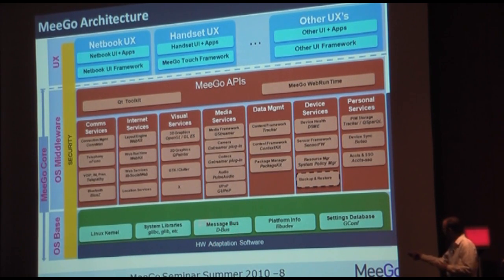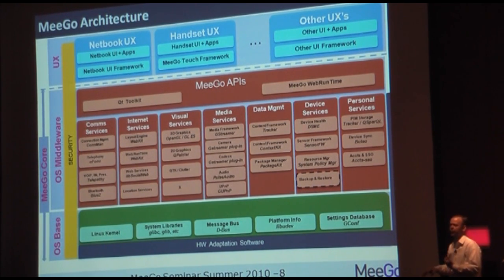Of course, in the OS base beyond the kernel, we have all the core system libraries. We are based on glibc, dbus, which is kind of a core message bus for inter-process communication, if you will, and then some other components there as well. So that's the OS base, basically kernel and key system libraries. One of the things that goes along with that is this thing we call hardware adaptation software. This is all the device drivers, for example, that you need to make MeeGo run on a given platform.